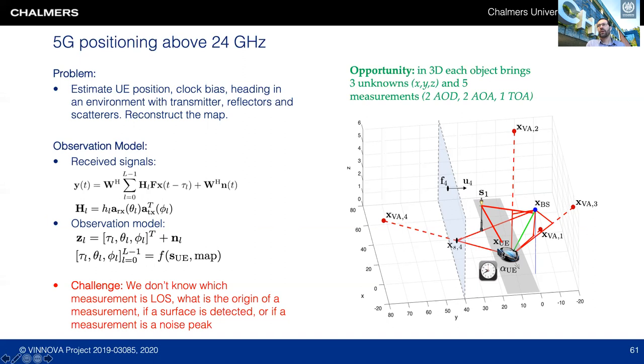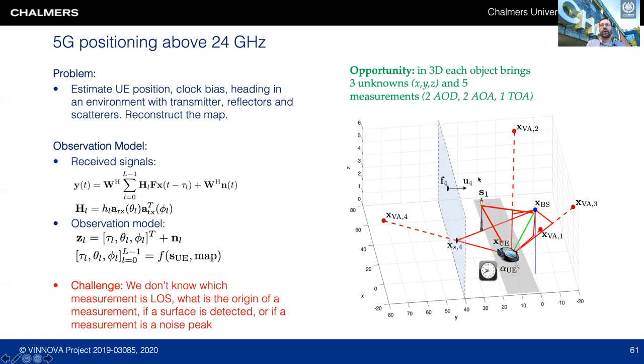And the user has an unknown position, an unknown heading, and an unknown clock bias. And this is all we want to estimate. And this is in a condition where we don't know anything about the environment. So also we need to map the environment, figure out where are these large and small objects. Okay, how we do this is we start from our observed waveform.